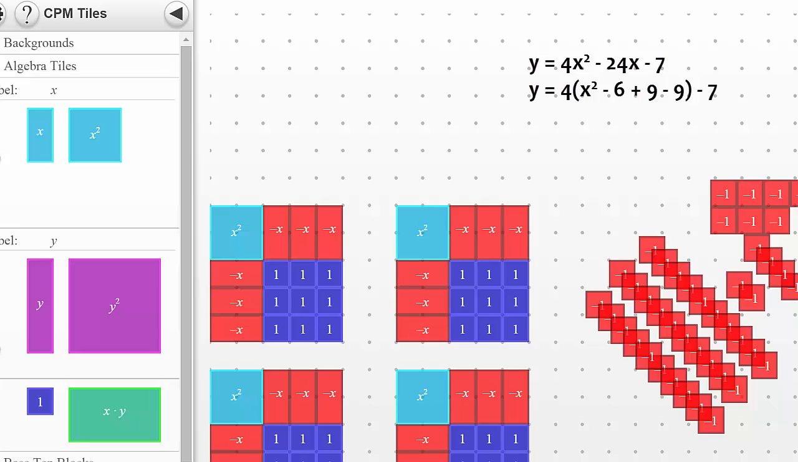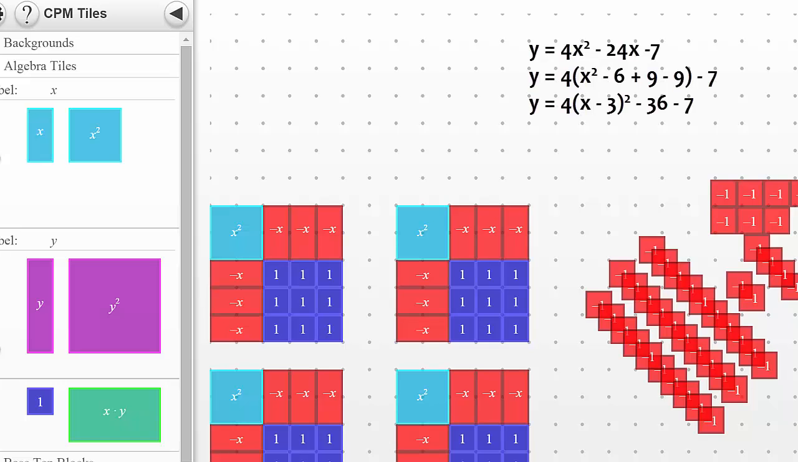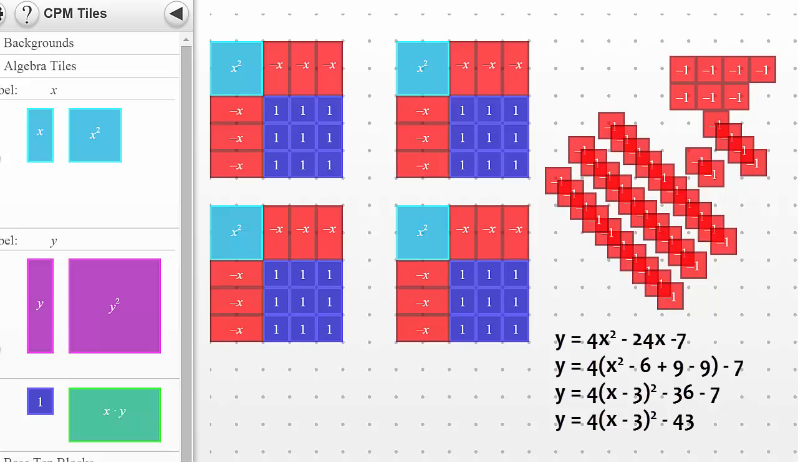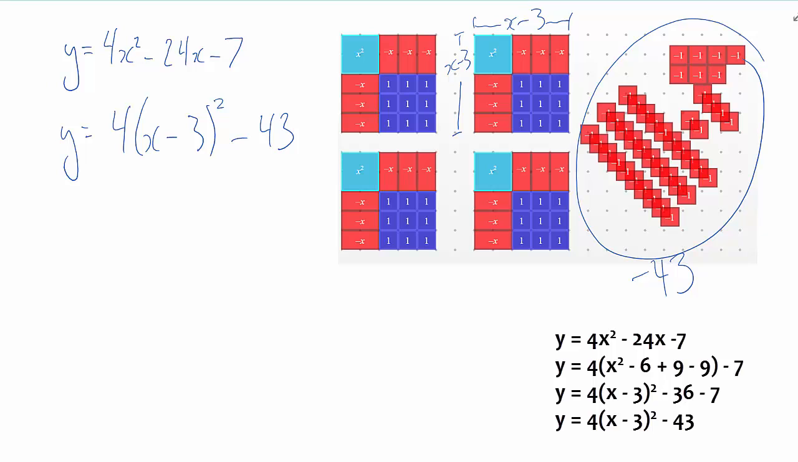This means now that I have 4 squares of side length x plus 3, and the negative 7 combines with the negative 36 to give me negative 43. This is a process called completing the square. And although it actually isn't too difficult to do it with the algebra tiles, pulling out physical algebra tiles every time is kind of a pain. I'd rather get over to an algebraic process for this. And we've got one. There are 5 steps that we can do to complete the square.